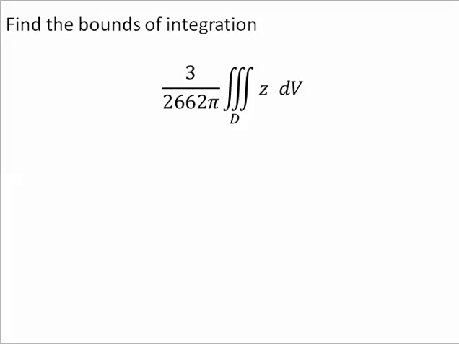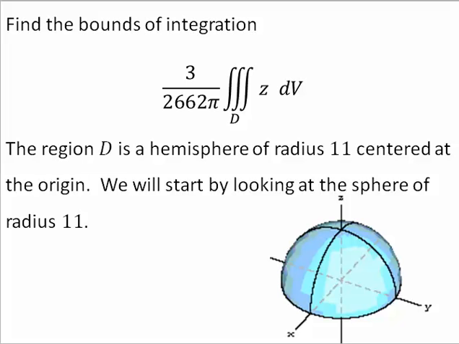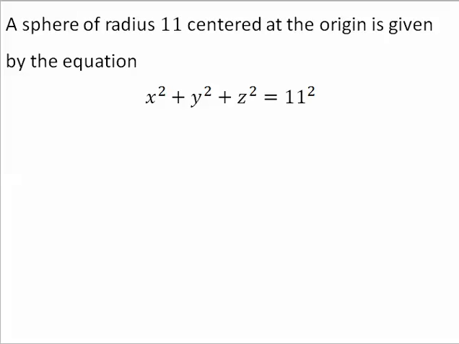Find the bounds of integration. The region D is a hemisphere of radius 11 centered at the origin. We will start by looking at the sphere of radius 11. A sphere of radius 11 centered at the origin is given by the equation x squared plus y squared plus z squared equals 11 squared.